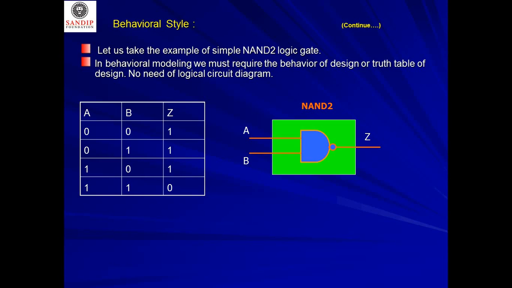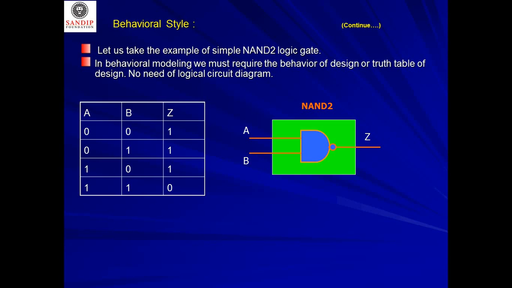In behavioral modeling, we require the behavior of the design or the truth table of the design. There is no need for a logical circuit diagram. That means to write the VHDL program using the behavioral modeling style, you must know the behavior of the design or the truth table of the design. There is no need to understand or remember the internal circuit diagram of the design.